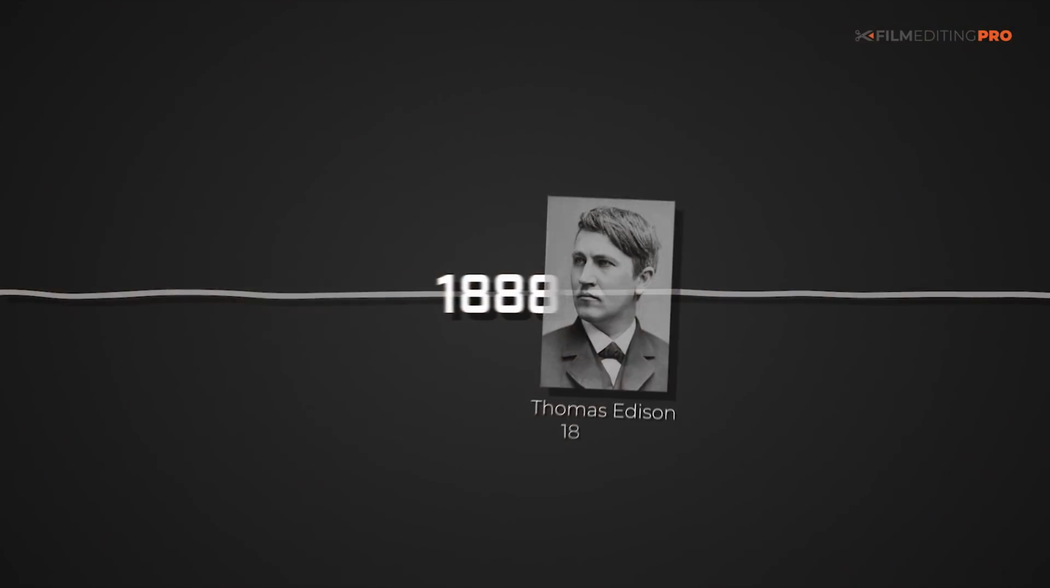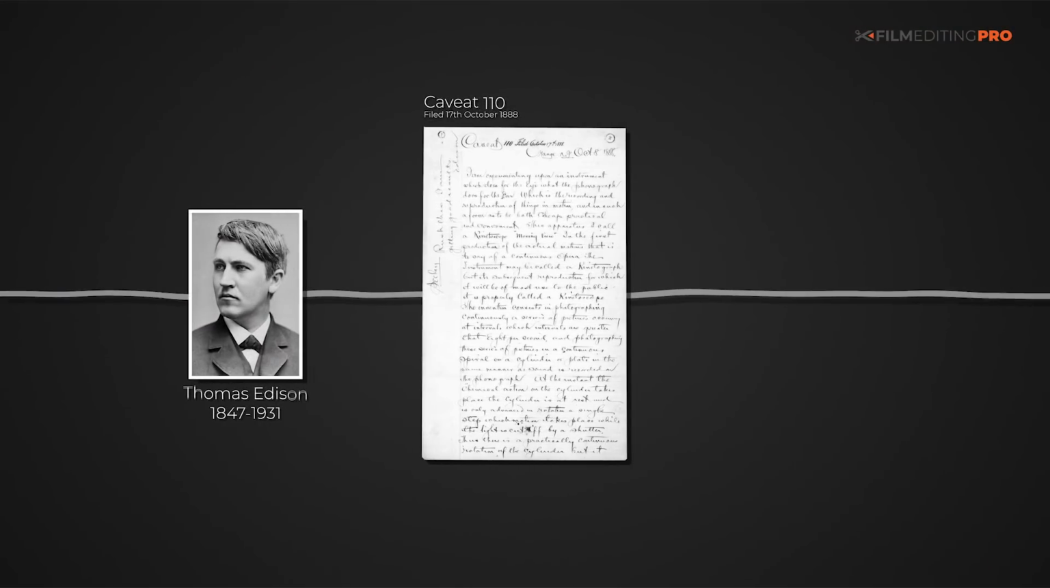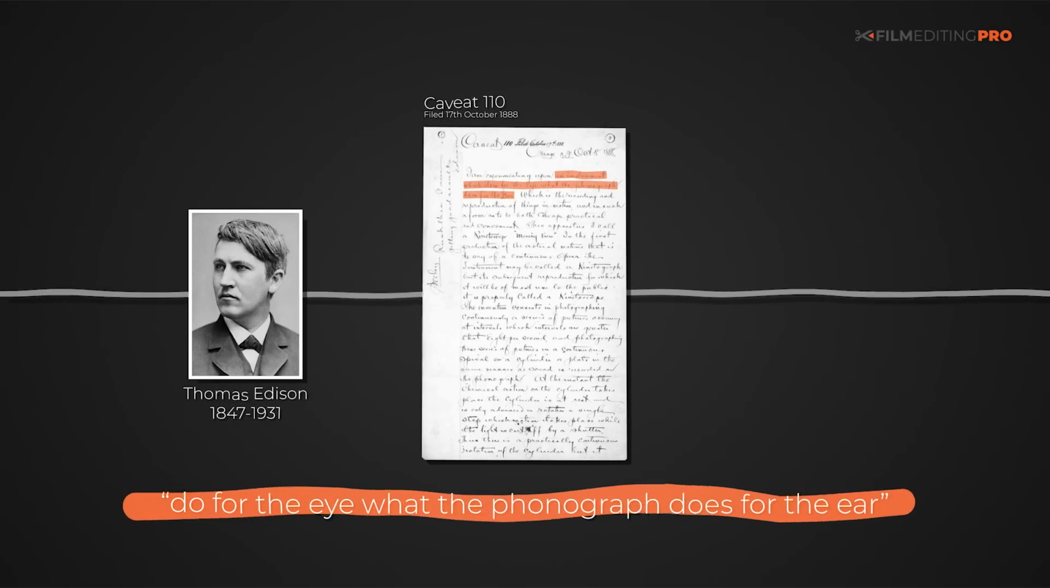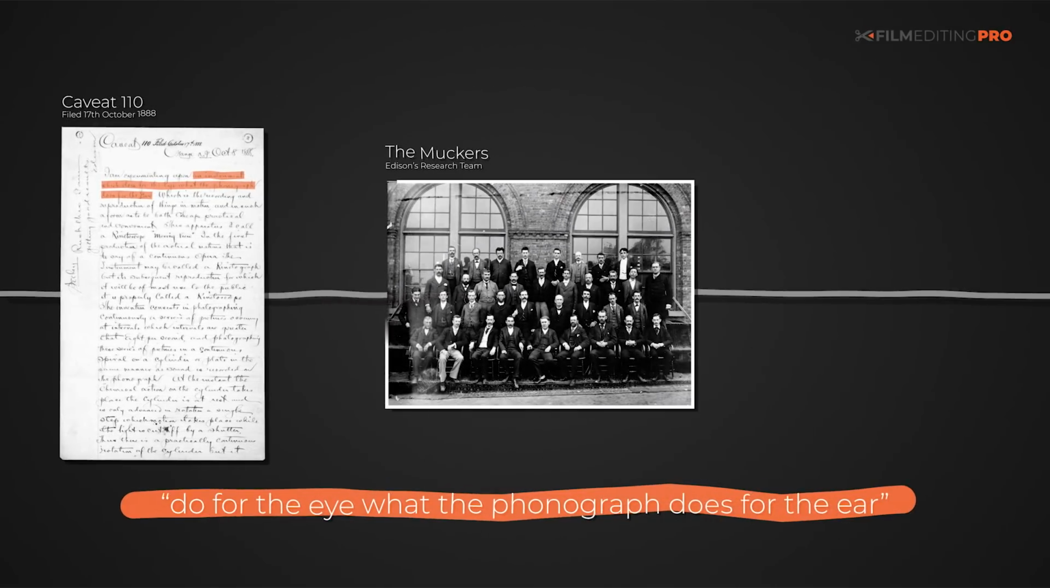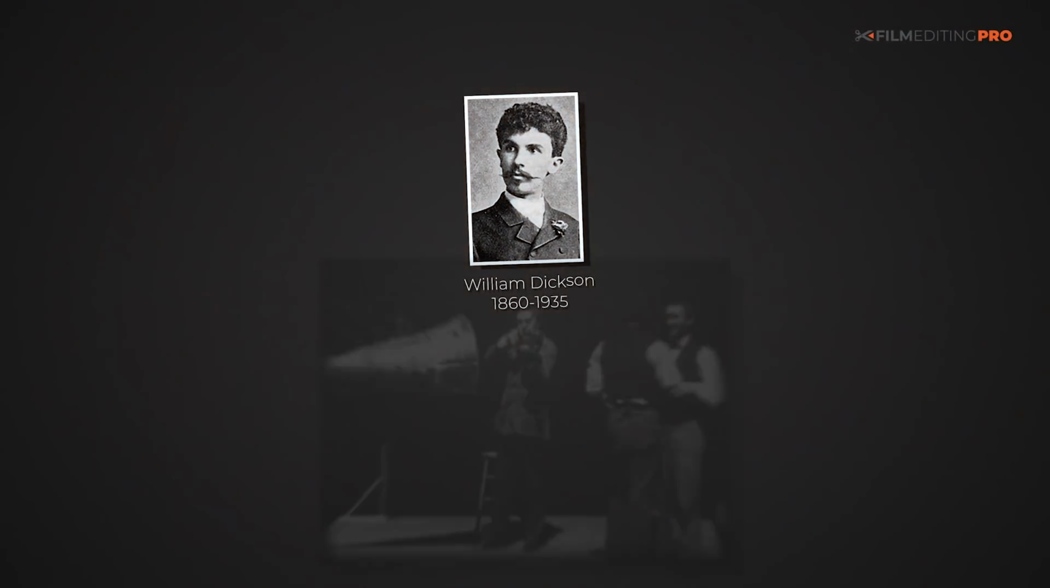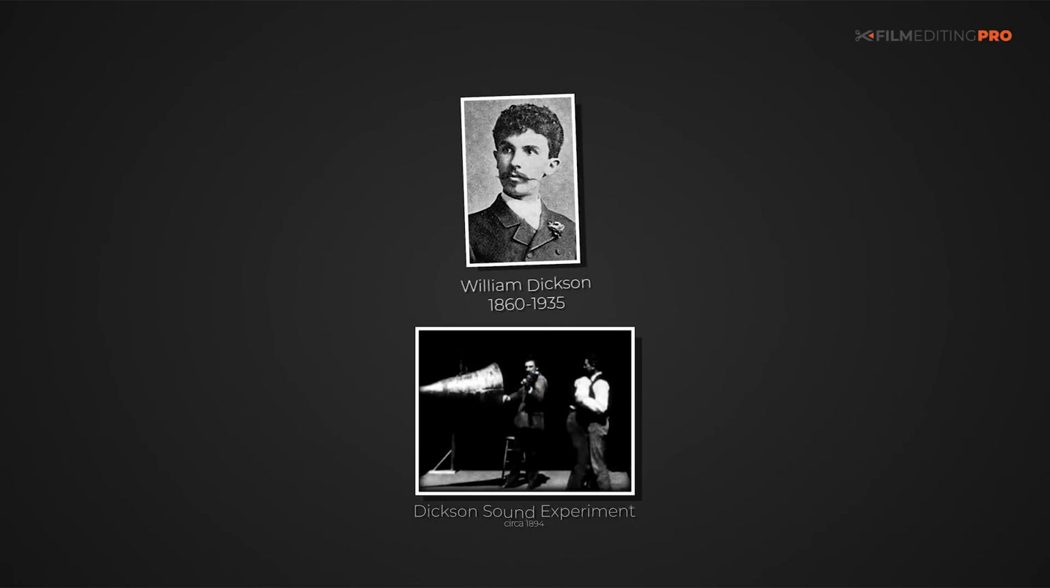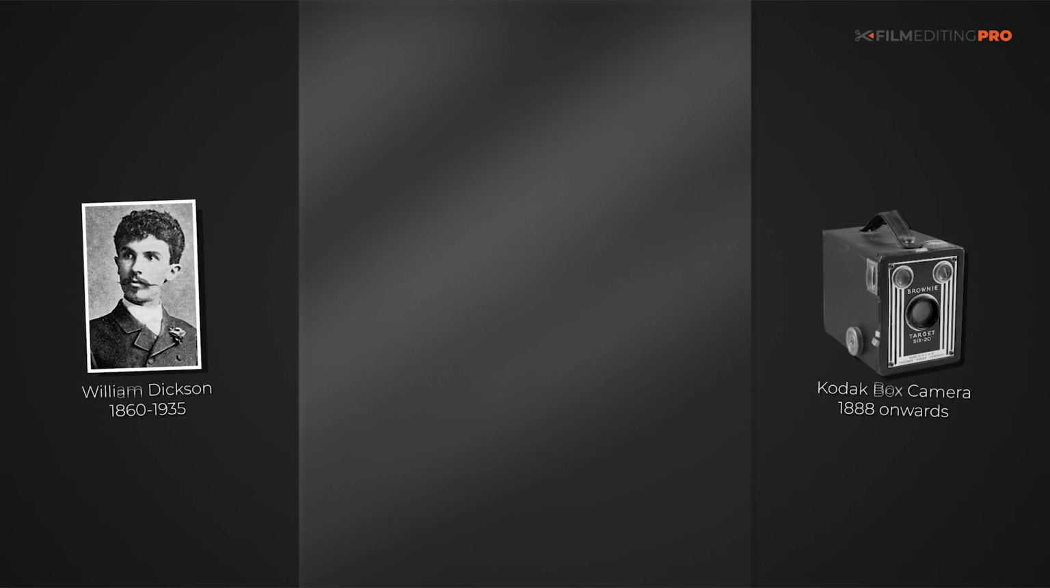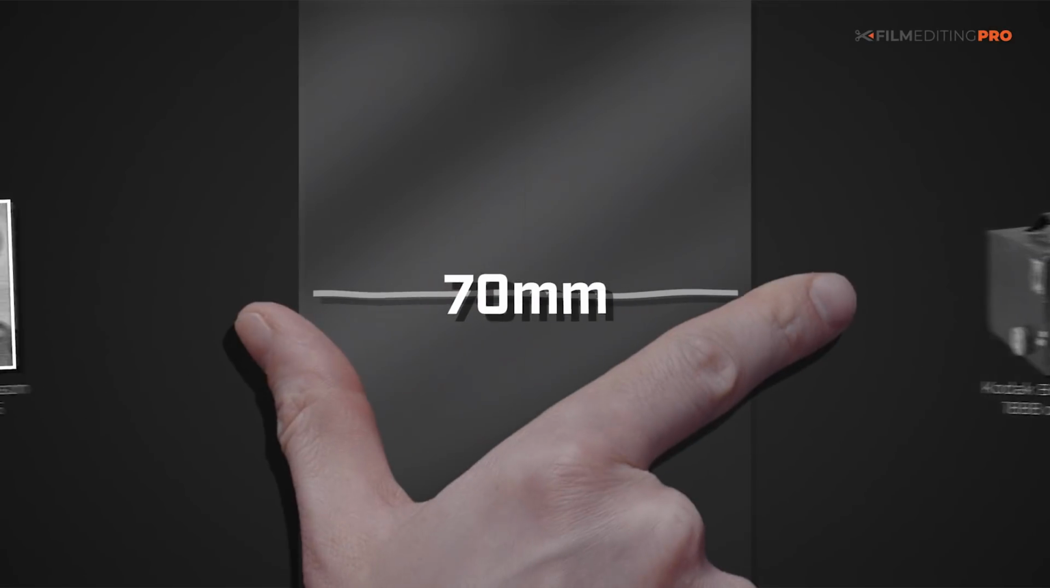In 1888, Thomas Edison filed a document with the US Patent Office in which he conceived of a device that would do for the eye what the phonograph does for the ear. But before his team could build their first motion picture camera, they needed to establish the size of the film they would use. In Edison's employment was an engineer named William Dickson. Kodak was already manufacturing roll film for use in their popular box cameras. The film was 70mm wide. Dickson takes the film, cuts it in half, punches 64 perforations every foot, and 35mm film is born.